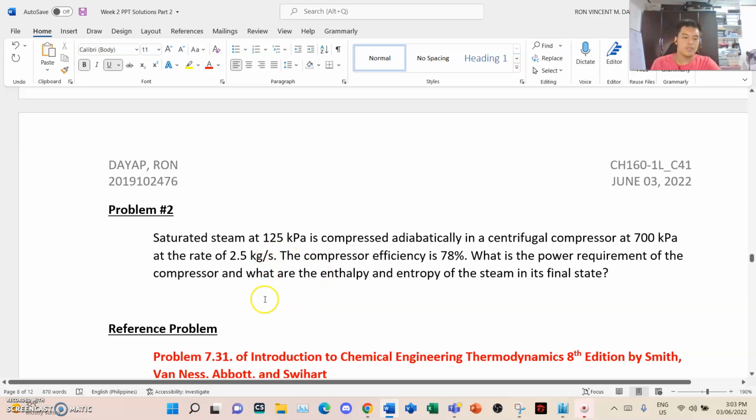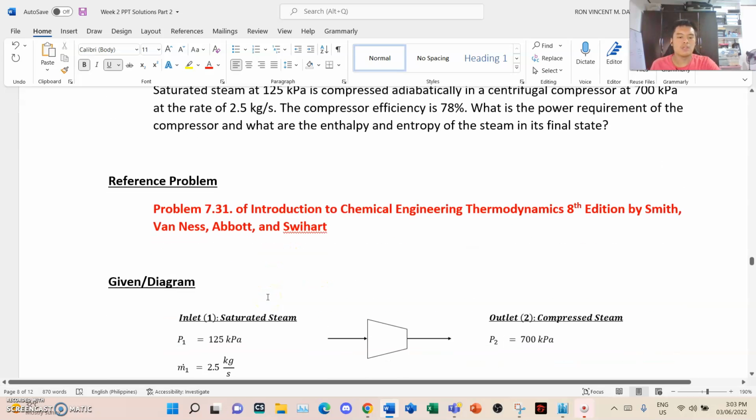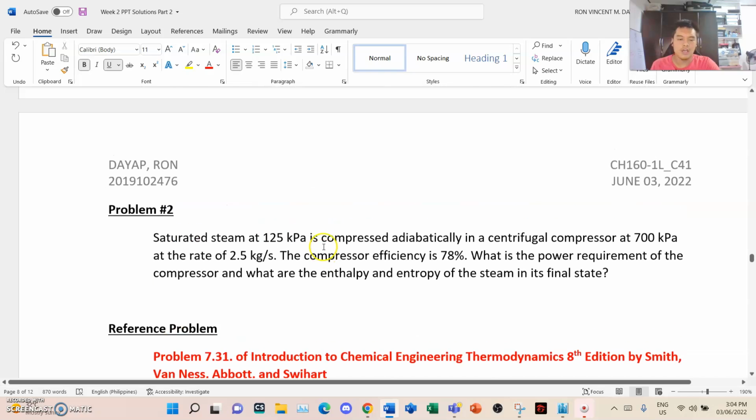So this problem is an inspiration to problem 7.31 of Introduction to Chemical Engineering Thermodynamics, 8th edition, by Smith, Van Ness, Abbott, and Swihart. So this is not actually the same problem as 7.31, but it's a modified problem to accommodate the lecture we will have today.